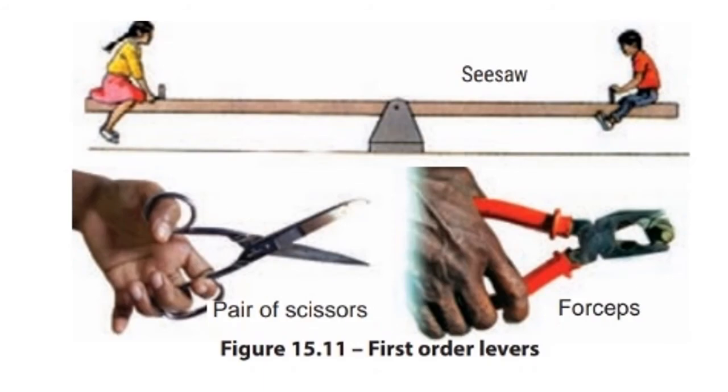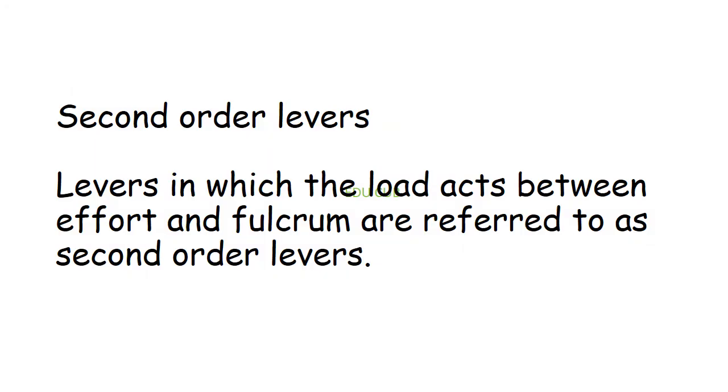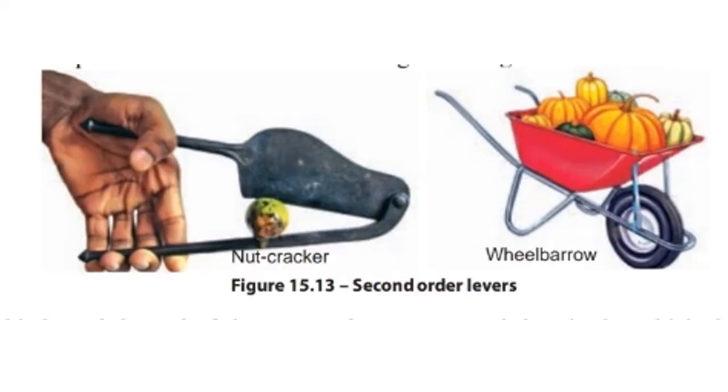Examples are seesaw, pair of scissors, forceps. Second order levers. Levers in which the load acts between effort and fulcrum are referred to as second order levers. Examples are nutcracker and wheelbarrow.